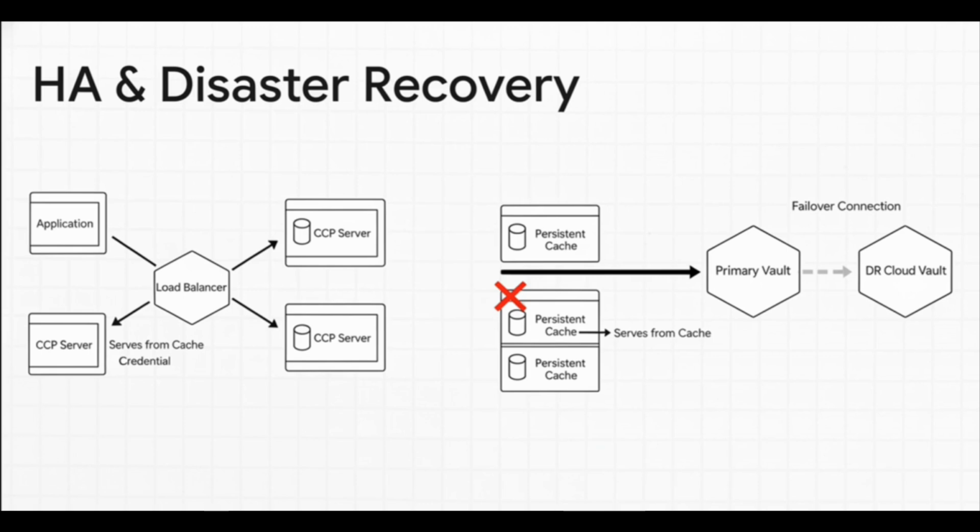Second, configure transparent failovers so your CCPs can automatically connect to a DR vault if there's a major outage. And third, and this is so important, leverage the persistent cache. This cache lets the CCP keep serving secrets even if the network connection to the cloud vault goes down for a bit. It is your safety net.